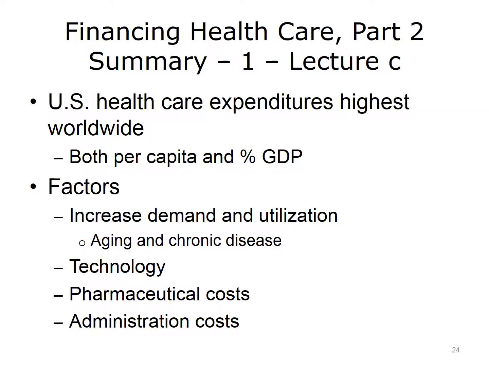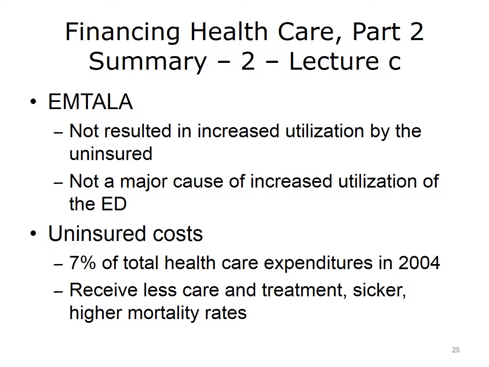In summary, the U.S. has the highest per capita national healthcare expenditures and the highest national healthcare expenditures as a percentage of GDP in the world. Factors driving costs include increased demand and utilization due to aging and chronic disease, technology, pharmaceutical costs, and high administration costs. Contrary to popular perception, the EMTALA Act has not increased utilization of the emergency department by the uninsured.